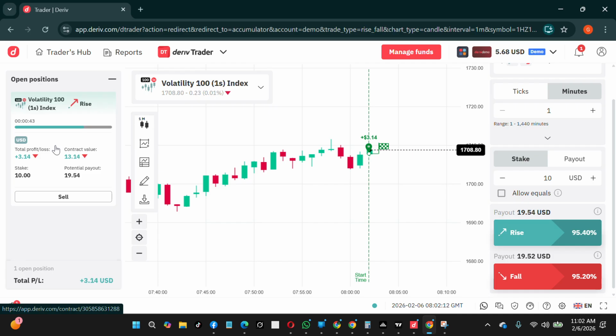It doesn't matter if it closes small, it doesn't matter if it closes big, it doesn't matter, as long as it closes green. So make sure you understand that. Up to when this 1 minute will end is where we'll be considering this market as a win.